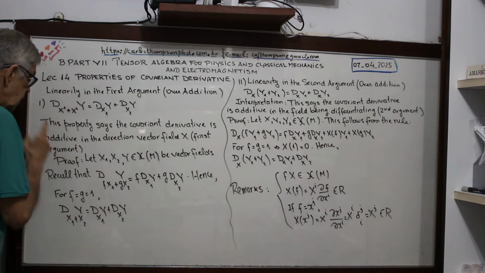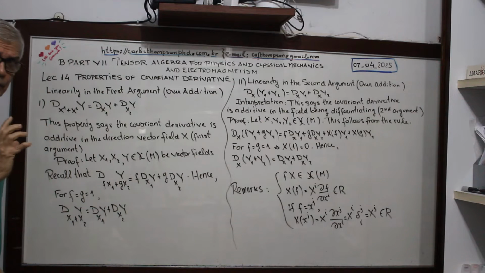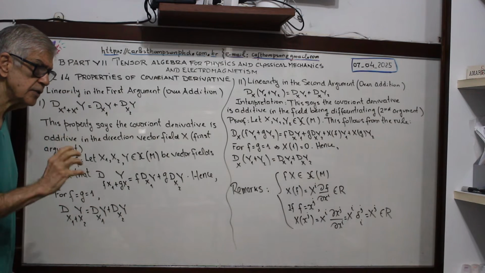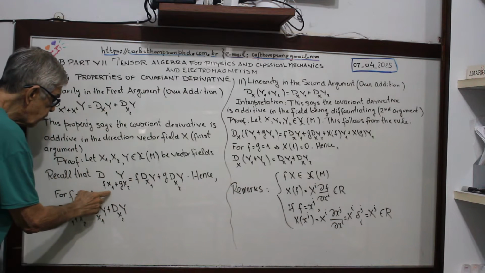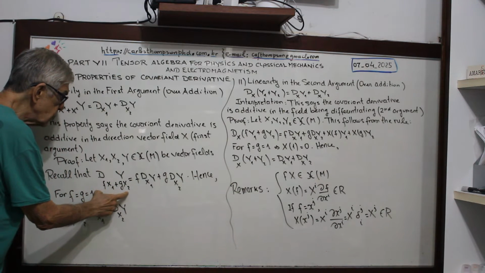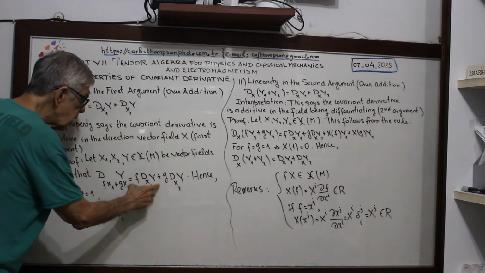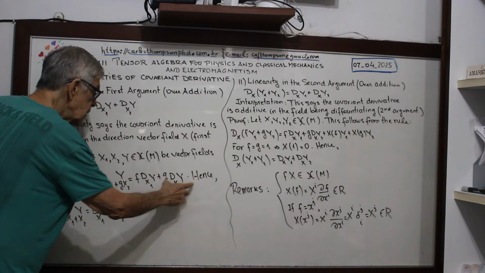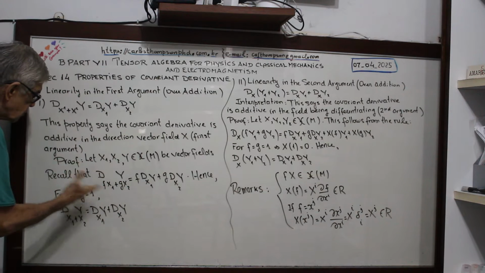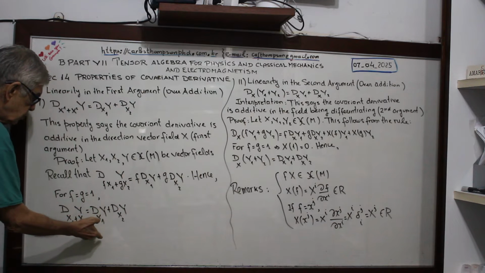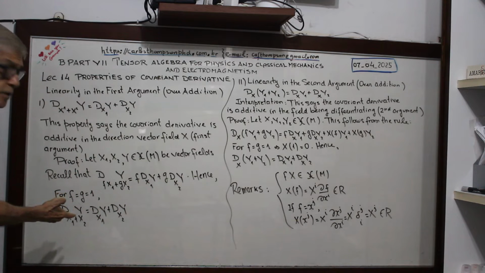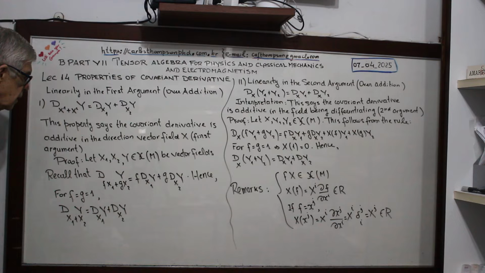You see? Recall from the standard linearity derivation, we obtained D_{fX1+gX2}Y is f D_{X1}Y plus g D_{X2}Y. So if you consider f equal g equal 1, then you obtain this particular case of the standard linearity derivation. You see? Now let's move to the second one.